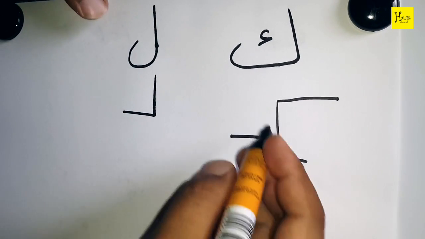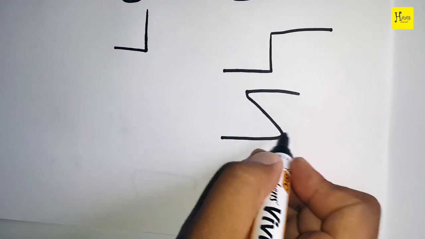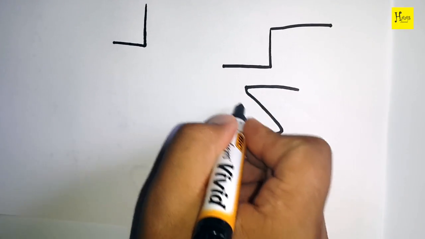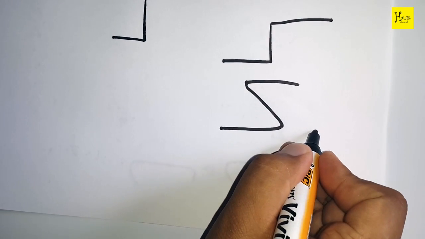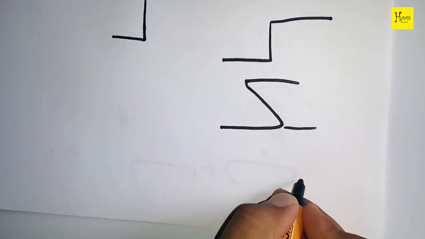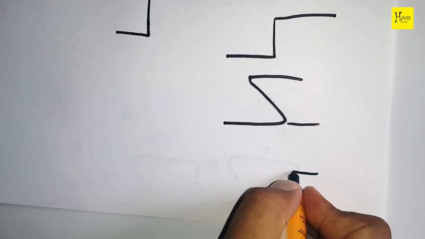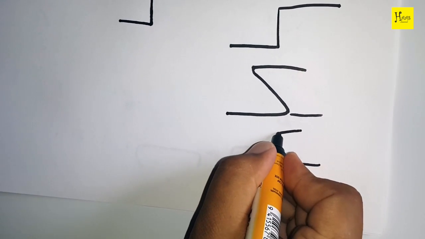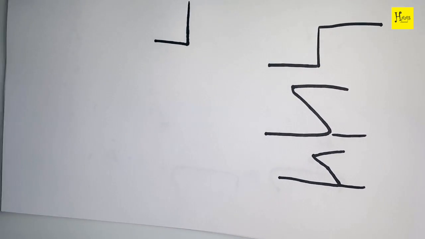Okay. Now moving to the medial position for kaf. So what we can do here, with the same initial shape for kaf, we just add a connection line here. Okay, so I repeat it again. We start with a line here, and then this is how it looks.